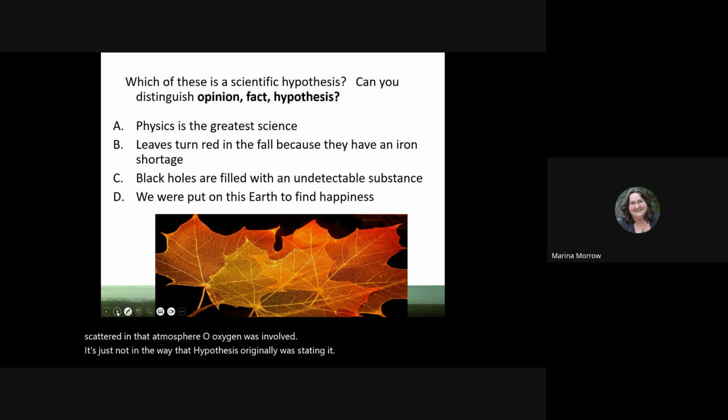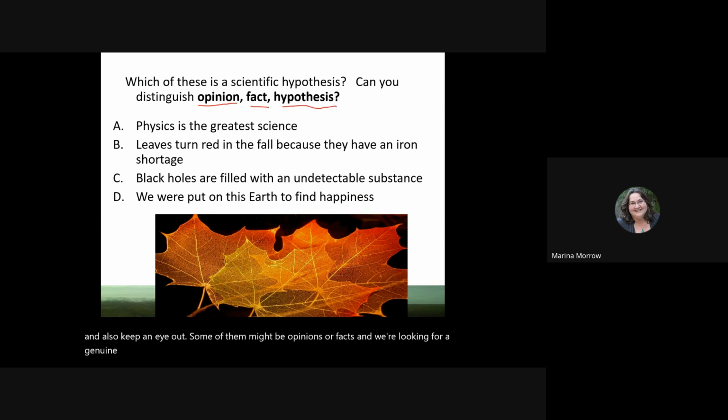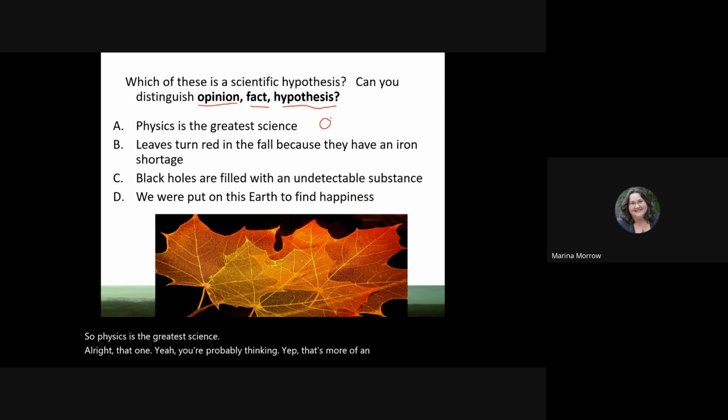Okay, so let's look at these possible hypotheses and see if any of them are good as hypotheses. And also keep an eye out. Some of them might be opinions or facts. We're looking for a genuine hypothesis, a reasonable explanation that can be tested. So, physics is the greatest science. All right, that one, yeah, you're probably thinking, yep, that's more of an opinion, right? Now, since I am a physicist, I might say, oh, that's a fact. But no, that would be an opinion.